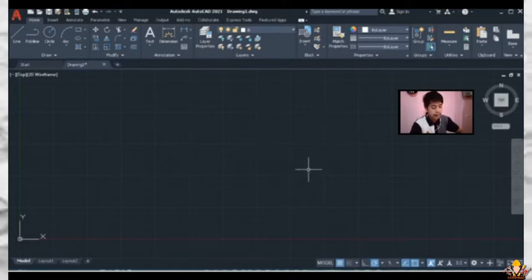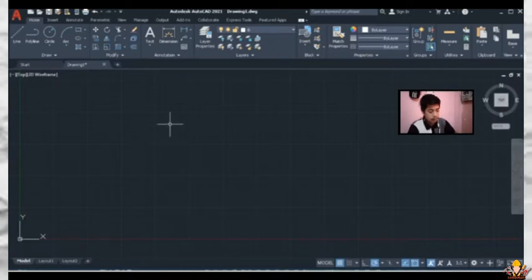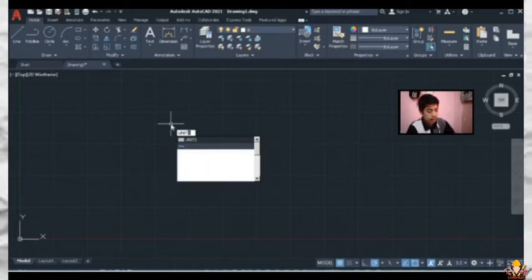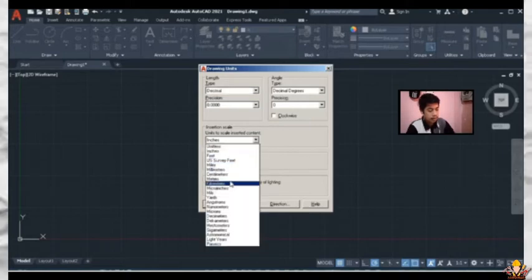On the left side, we have the UCS or User Coordinate System. It shows the X and Y coordinates. And next, layout tabs are like sheets of your drawing, like moving to the next page of your drawing. If we want to change or set the units of your measurement, just type unit, then enter. Then a window will appear, and here you just choose the unit you want.